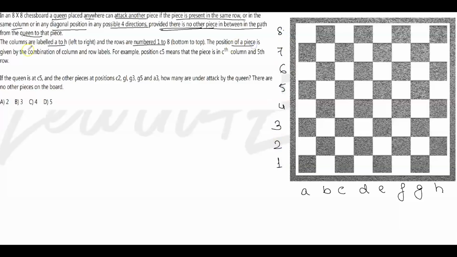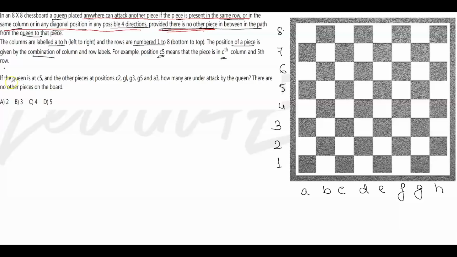The position of a piece, let's say C5, means it's in the C column and the fifth row. So this is also explicit that if I am told A3 or B2 or anything, it would be in the same column and the same row that's denoted on the chessboard. Now let's move into the question and see. What you need to keep in mind is two things. First, the queen can attack any other piece present in the same row or column or diagonal position, provided there is no other piece in between. This is the second piece of information that you have to keep in mind.